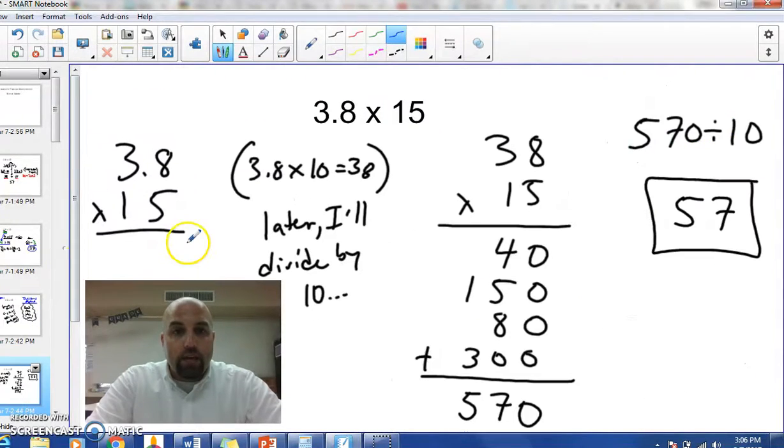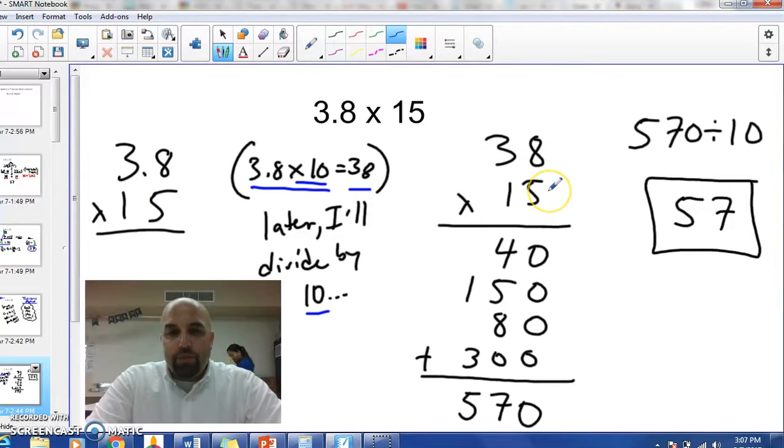Okay, so here is 3 8/10 times 15. Instead of saying I'm going to ignore the decimal, I'm going to say I know that if I multiply 3 8/10 times 10, that will give me 38. If I am multiplying by 10 now, then later I'll go back and divide by 10. That will give me my answer. So I'm going to do it this way. I'm going to think of it as 38 times 15.